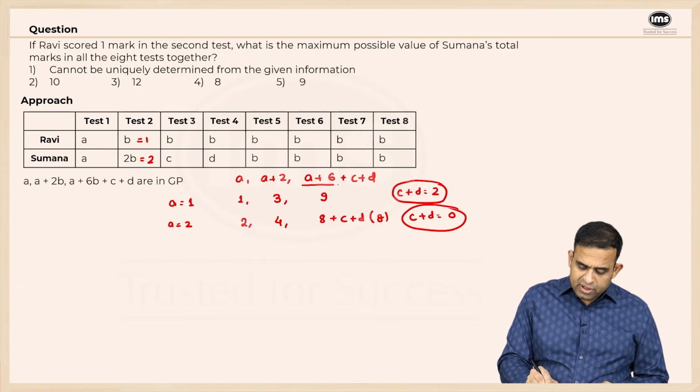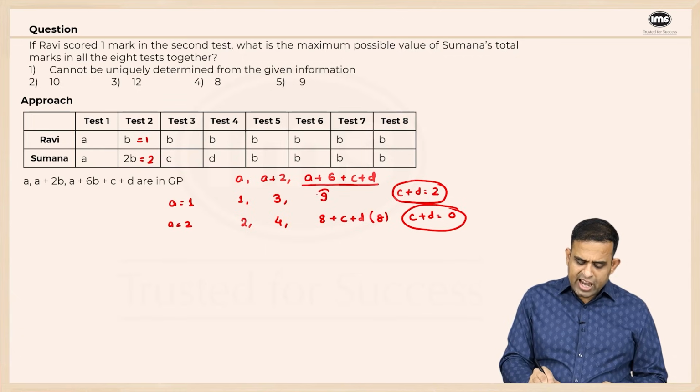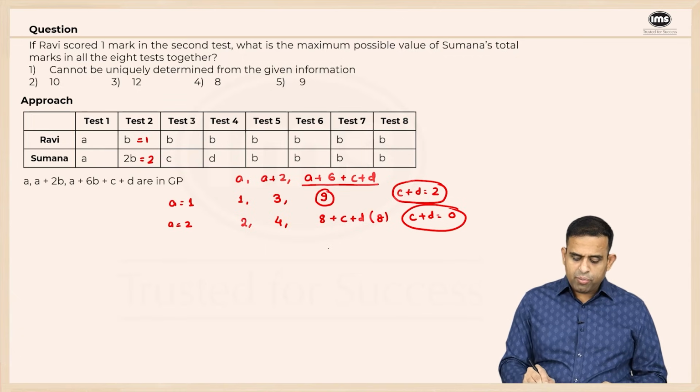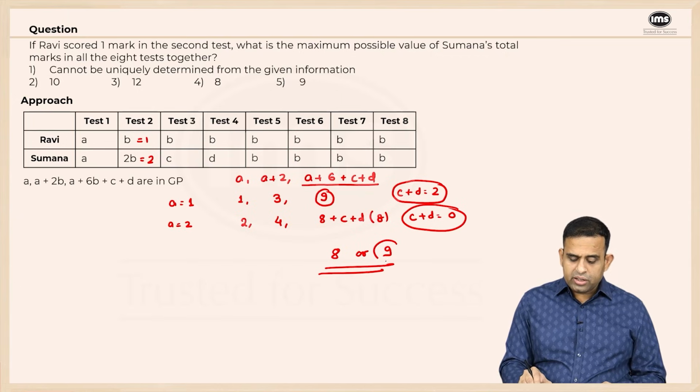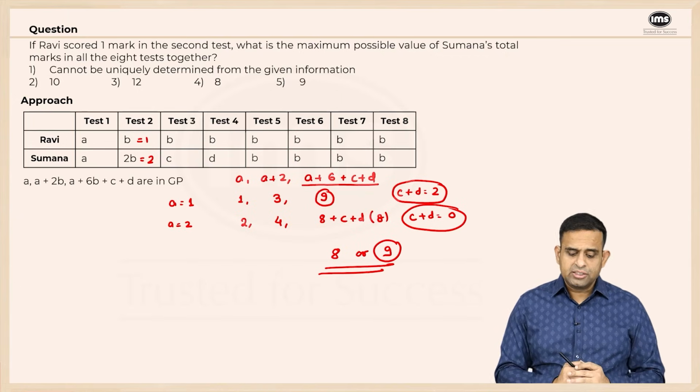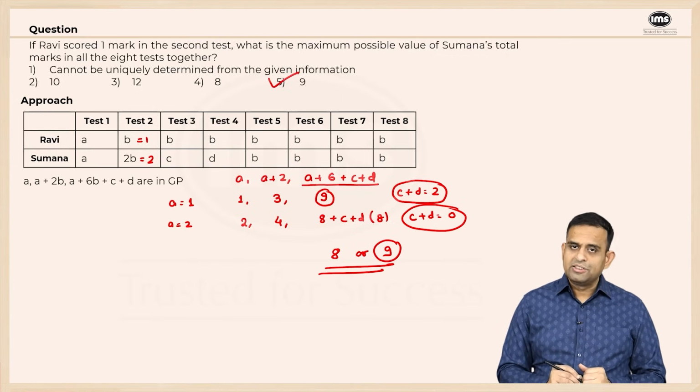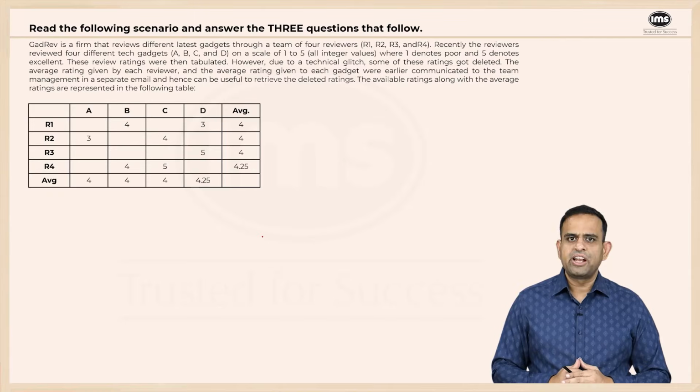So this A plus 6 plus C plus D can have a value of 9 or a possible 8. So these are the two possibilities, 8 or 9, and among them the maximum possible number is 9. Option number 5 is the required answer here. The next set happens to be a simple one on the missing figure.